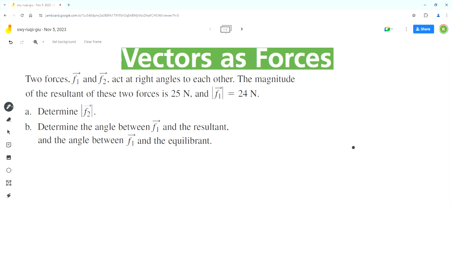So in this video, we'll solve this problem using the concepts of vectors as forces. As per the problem, two forces F1 and F2 act at right angles to each other. The magnitude of the resultant of these two forces is 25 Newton and the magnitude of F1 is 24 Newton. And in part A, we have to determine the magnitude of F2.